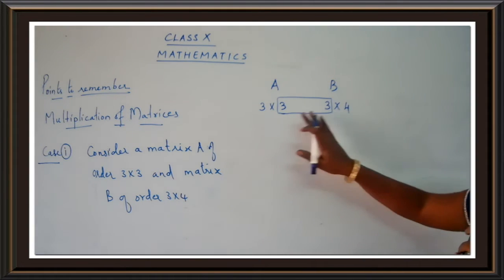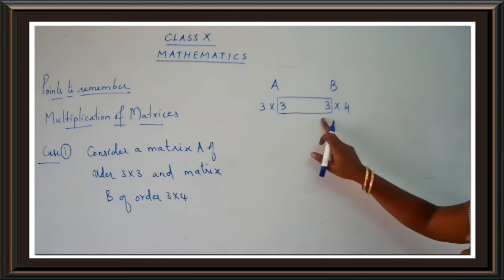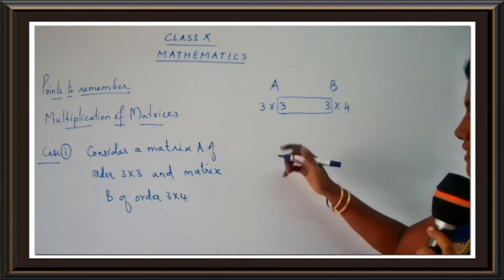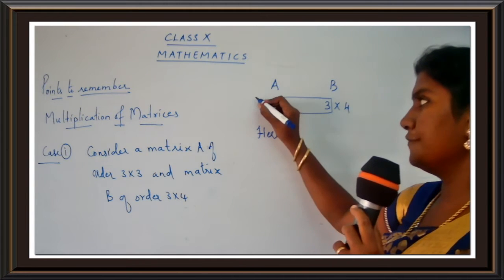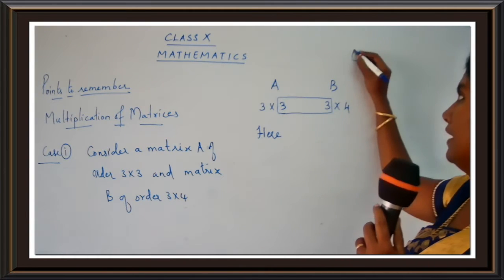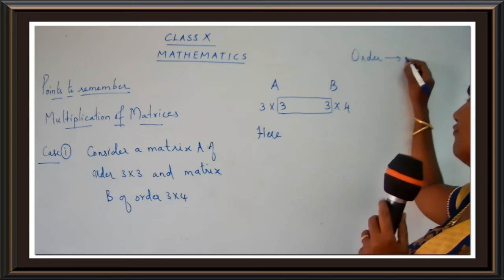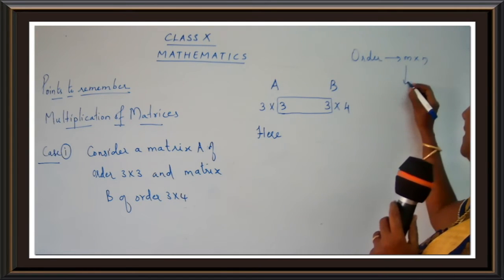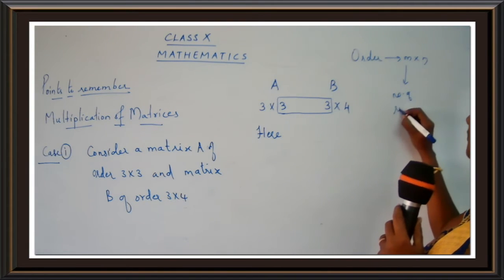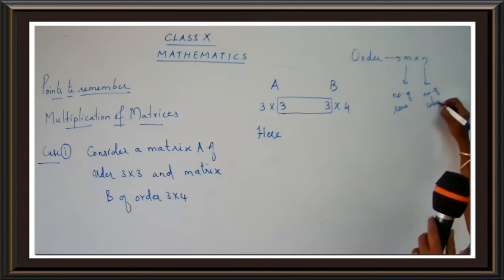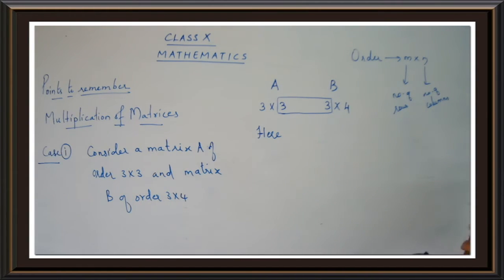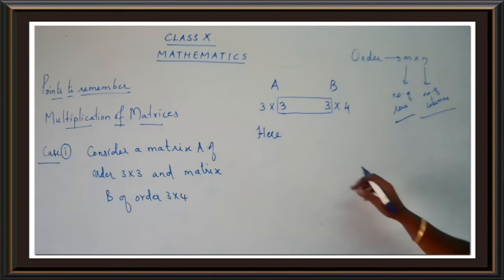So 3 cross 3, 3 cross 4. So you are going to take the middle part. Okay. So now what you see here? The first one is the row part. I have told you that whenever you write the order, this is m cross n. M is the number of rows and n is the number of columns. So this is what you have to think of. Okay, children. So number of rows, number of columns.